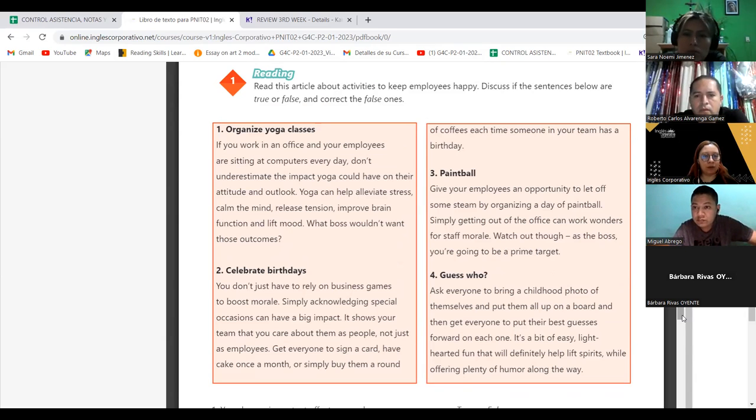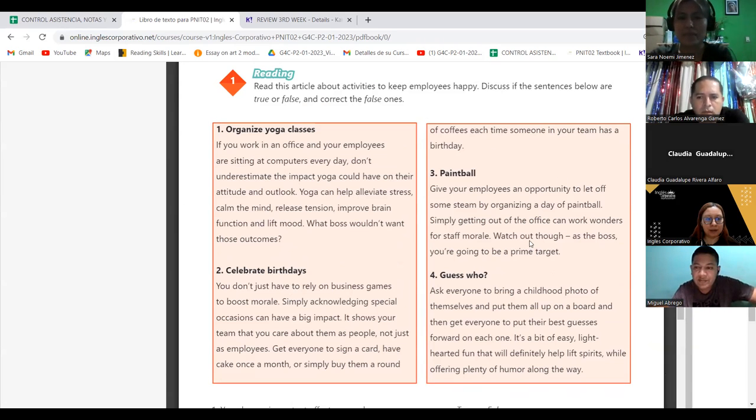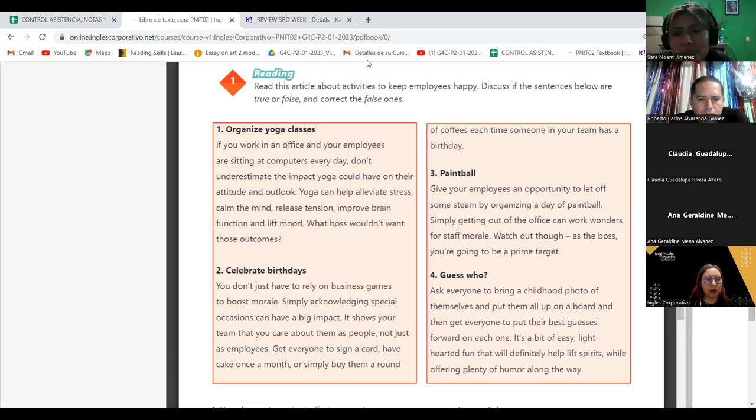Sara, help us with number one, organize yoga classes. Roberto Carlos with number two, celebrate birthdays. Quedan dos párrafos más. Claudia Guadalupe nos ayuda con paintball. Y nos queda uno más para leer, Guess Who. We need one more volunteer. Veamos. And that would be for Ana Geraldine. Guess Who. Okay, let's begin.